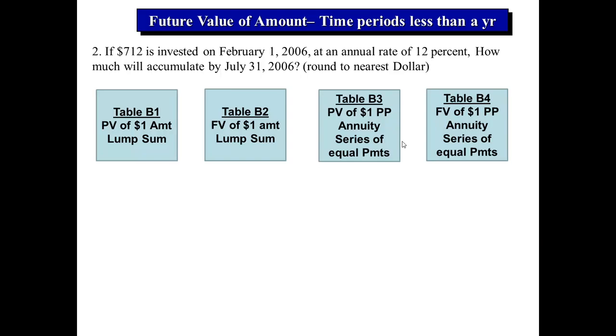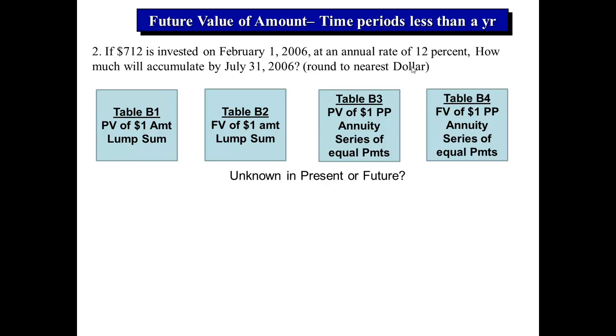Okay, let's go on. This is using the same information, except this time we're not going to keep the money out for a whole year. If $712 is invested on February the 1st of 2006 at an annual interest rate of 12%, how much will accumulate by July 31st? Well, this is basically 6 months. When you have less than a year and your tables are all based on annual interest rates, here's what you have to do. Let's go through this process first.